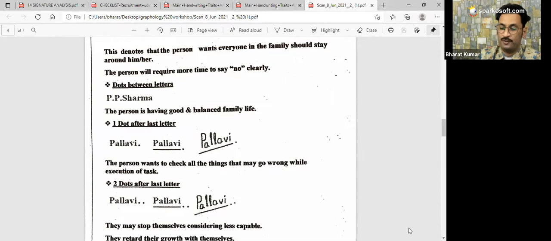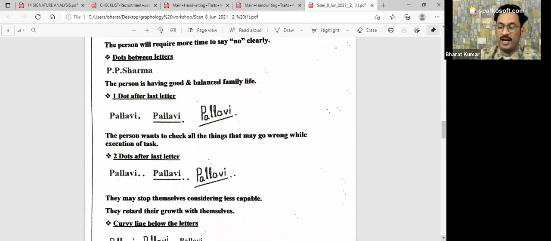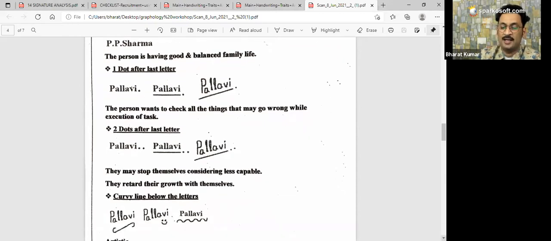If you have two dots, there may be a straight or ascending line, or no line. Check the two dots. In that case, they may stop themselves, considering themselves less capable. They retard their own growth. Actually, people having two dots are trying to show confidence. That's why many a time two dots are not considered good. But many graphologists say that two dots are okay. So there is an average view about two dots. What I will recommend is, better to keep one dot only.